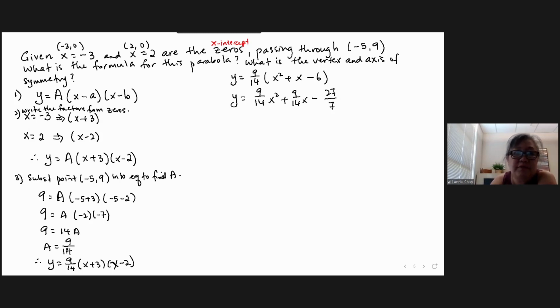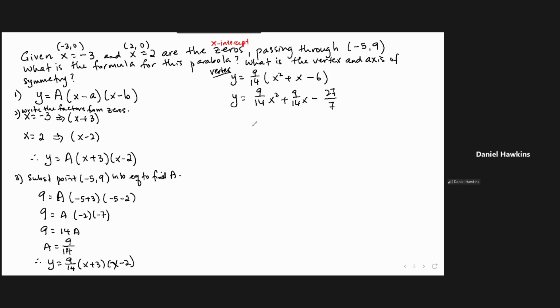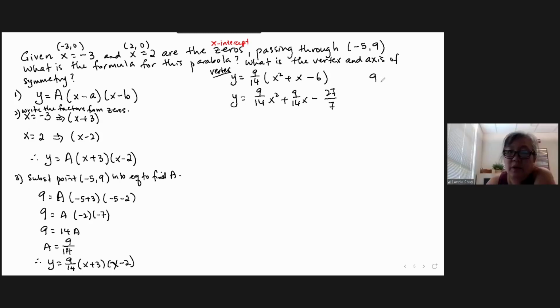Okay, how do we find the vertex? Now we're finding the vertex. I'm using one question to cover a lot of other questions. How do we find the vertex? Sorry, how did you simplify that to 27/7? 9/14 times 6. I simplify, divided by 2. This is 3, and this is 7. 3 times 9 is 27/7.